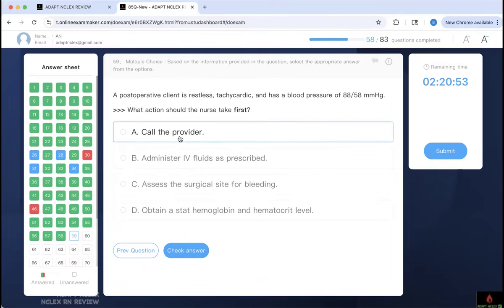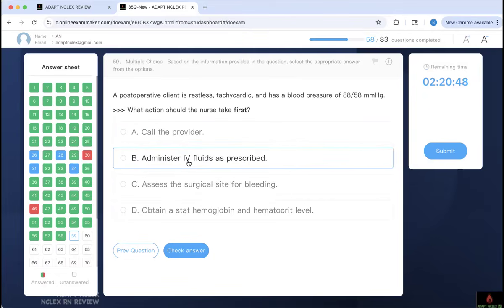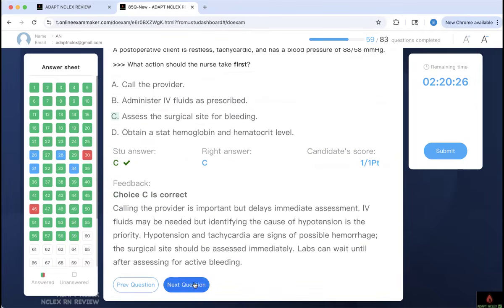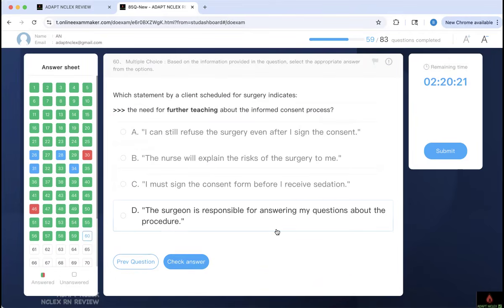If you call a provider, it's okay. They will come in, but we don't know what is going on. If you give them fluid, you're treating a problem you don't know. If you assess the surgical site for bleeding, you say, oh, it's bleeding. If we don't see bleeding from outside, we know it's bleeding from inside. Getting a STAT hemoglobin, you want to know if it's bleeding, but you can check if the incision is all saturated. If it's not, the patient is bleeding inside. Before you let the doctor know, provide them with adequate information that you assessed the surgical site and it has some blood on it.